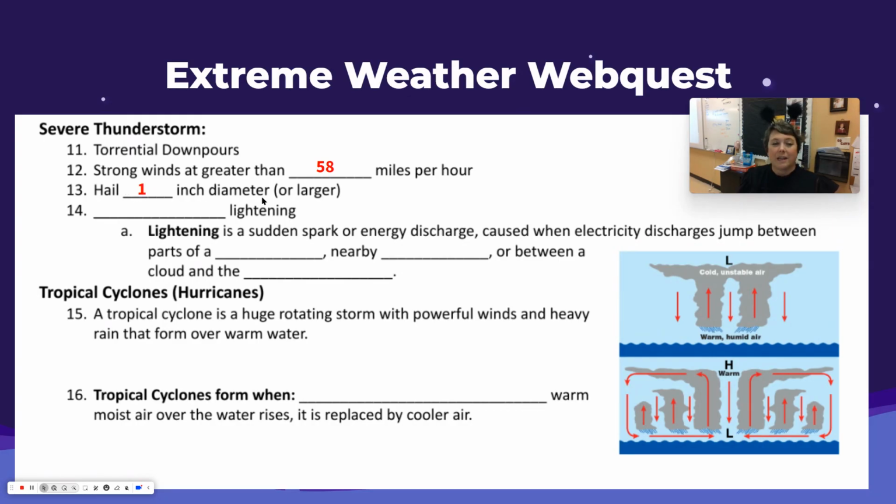Hail 1 inch in diameter or larger. Sometimes it can get really crazy big. And we get cloud to ground lightning. So I know we know what lightning is. It's a sudden spark or energy discharge caused when electricity jumps between parts of a cloud or just from the air or between the cloud and the ground. So it can do a lot of different things. But this is cloud to ground lightning in a severe thunderstorm.